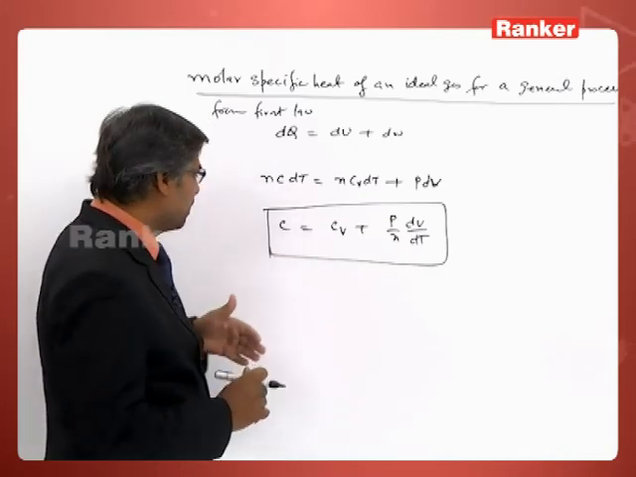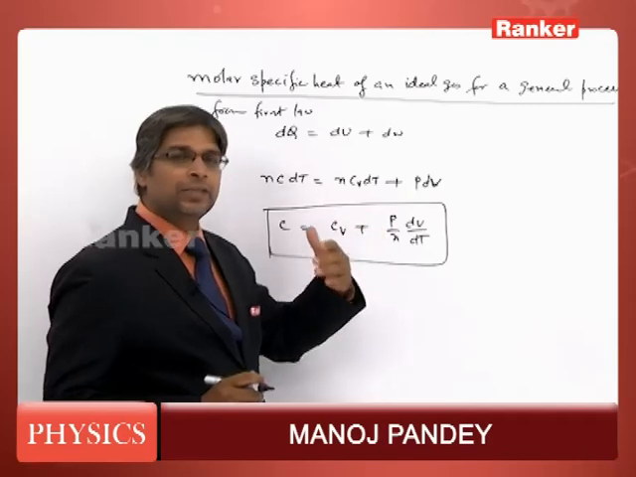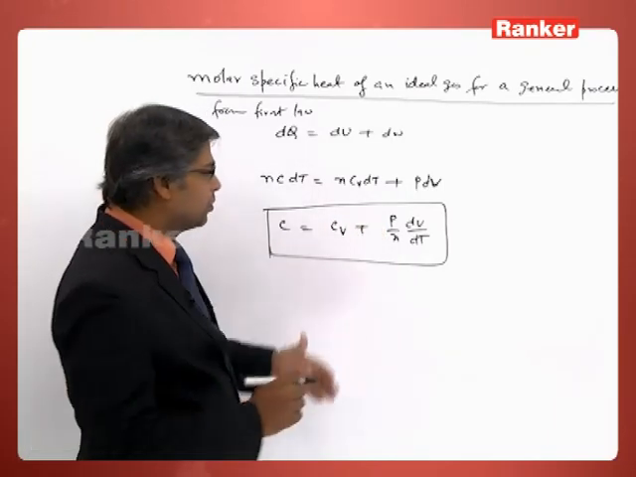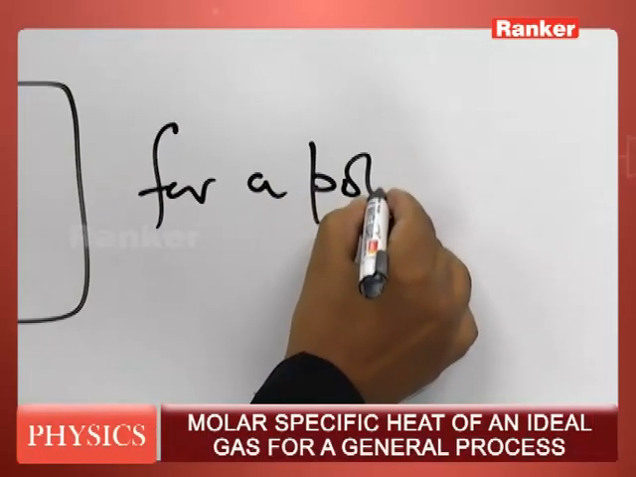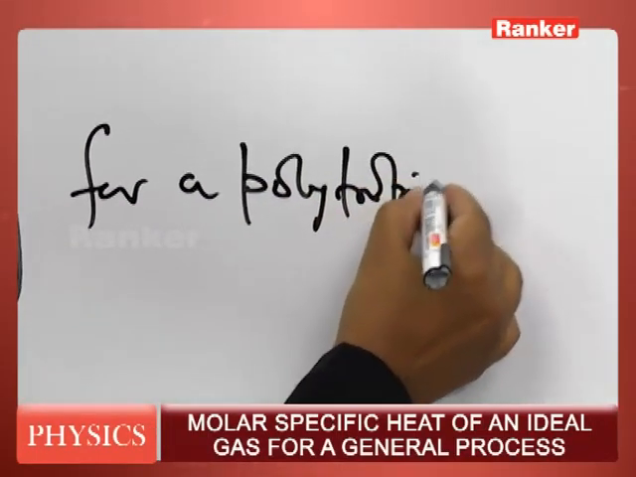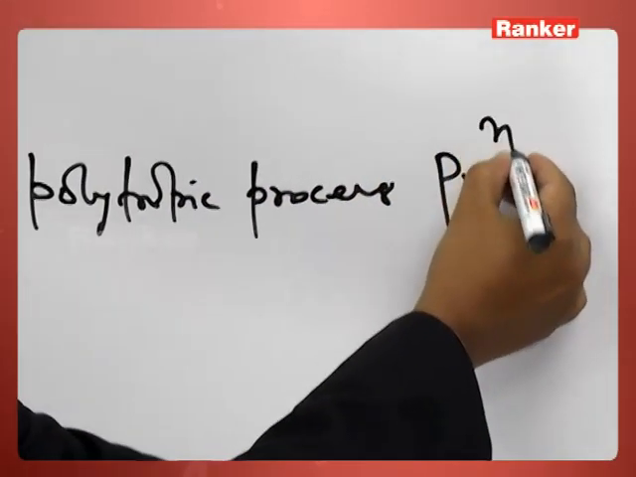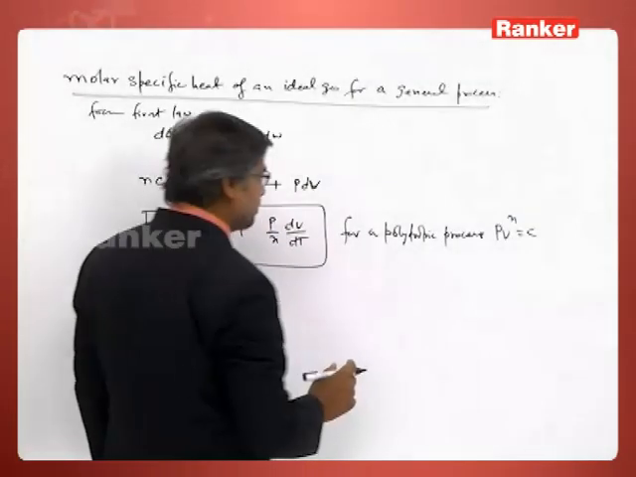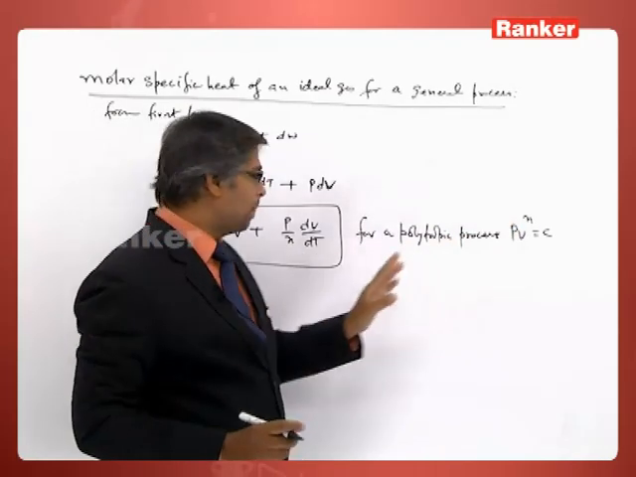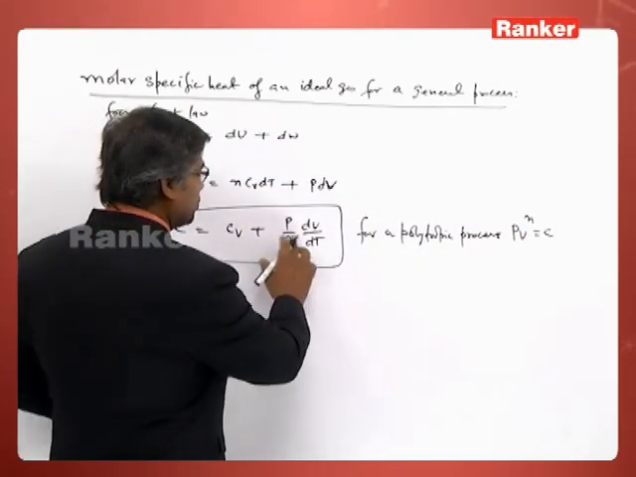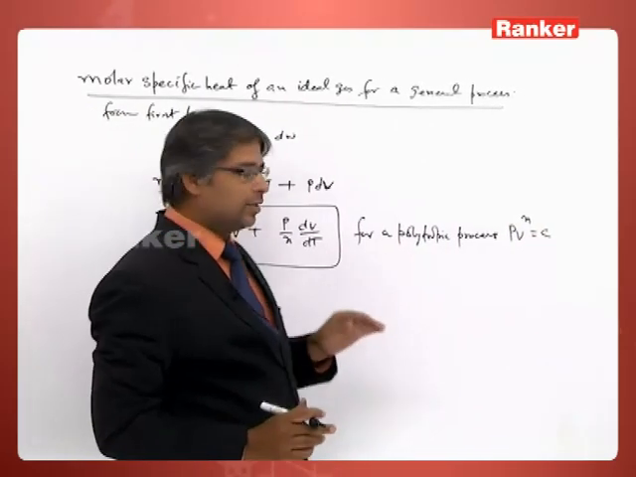So generally, for a general process we use the expression for a polytropic process. So for a polytropic process, PV to the power n is constant. So this n and this n are different. This n is the general n, so let us write this with nu. So PV to the power n is constant.